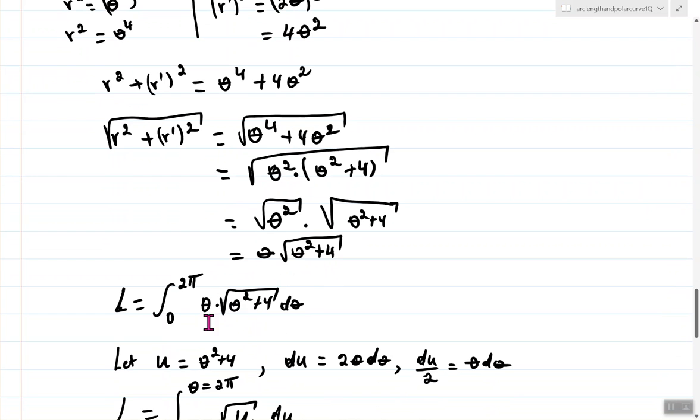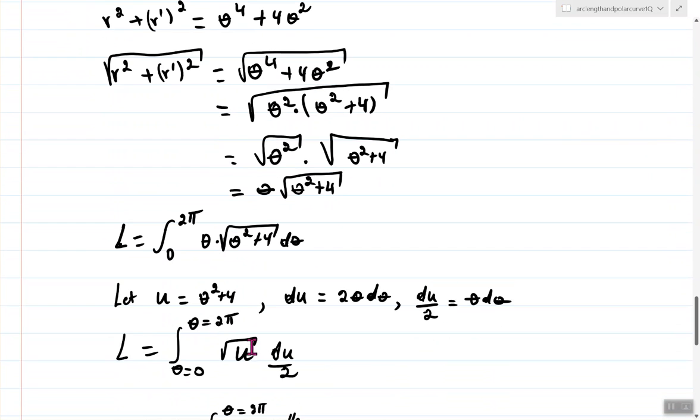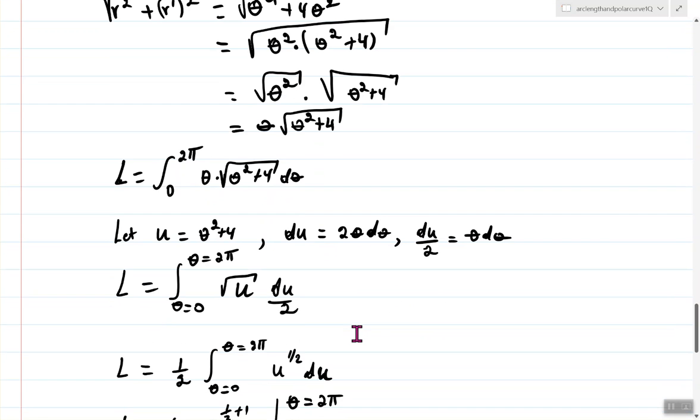But when you see this, it's basically a u substitution. If you let u be theta squared plus 4, what's under the square root sign, then du is going to be 2 theta d theta. But we have a theta d theta already, so all you need to do is divide this by 2 to get theta d theta, which is du over 2. So here I decide not to change the limits of integration. So I keep copying theta equals 2 pi and then theta equals 0, because that's what it is here. The square root of u, and then we know theta d theta is du over 2.